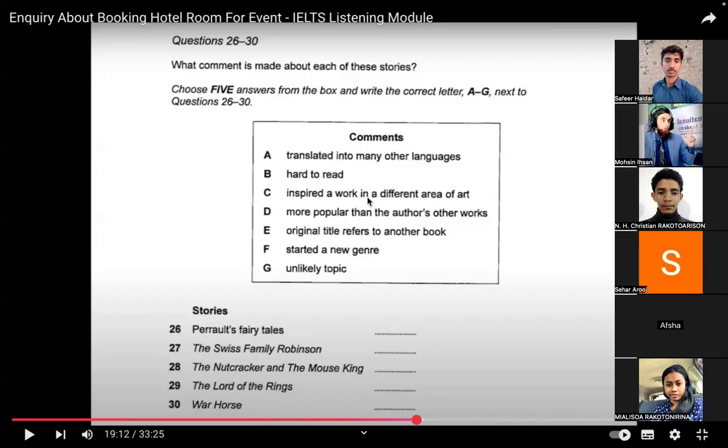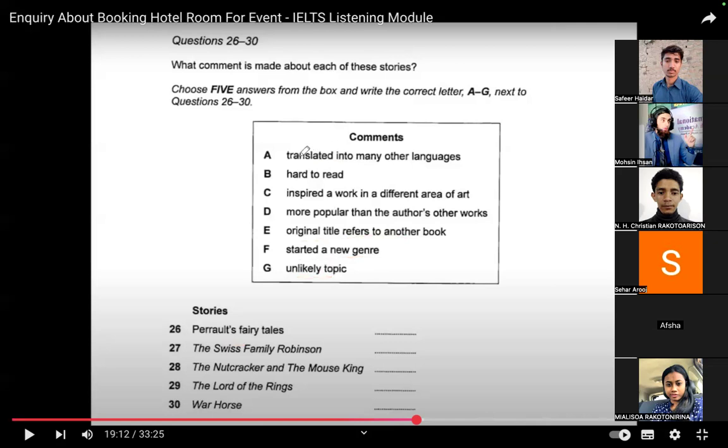The better idea is that you read it quickly, only the options, not the scientist names, right? And when you read that, they can also come in sequences, right? Anyhow, when you read, for instance, translated into many other languages, the translated word you should remember. Next, definitely they will first talk about first sentence, then another sentence, and they will match their idea, the concept. Like fairy tales translated into many other languages are hard to read, are inspired a work, are more popular, our original title refers to another book, are started a new genre, are unlikely topic.